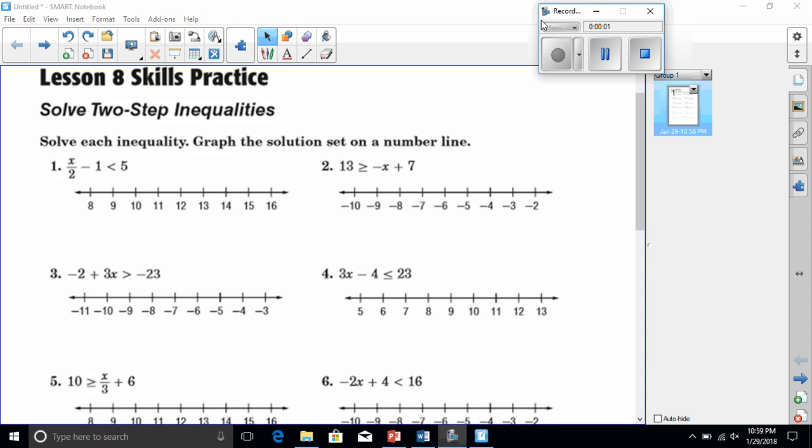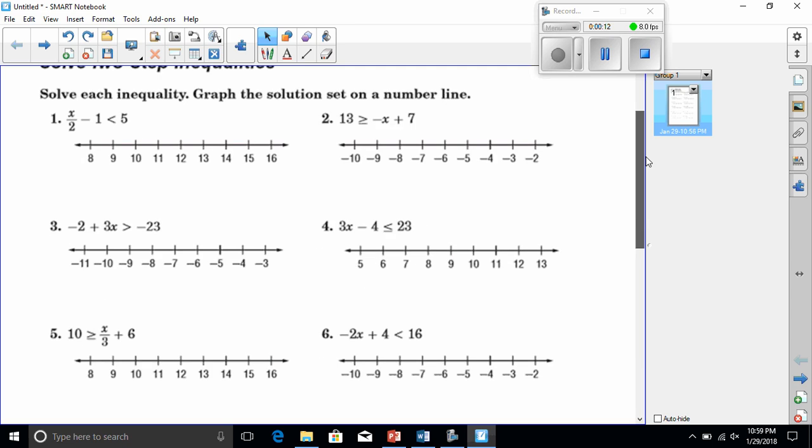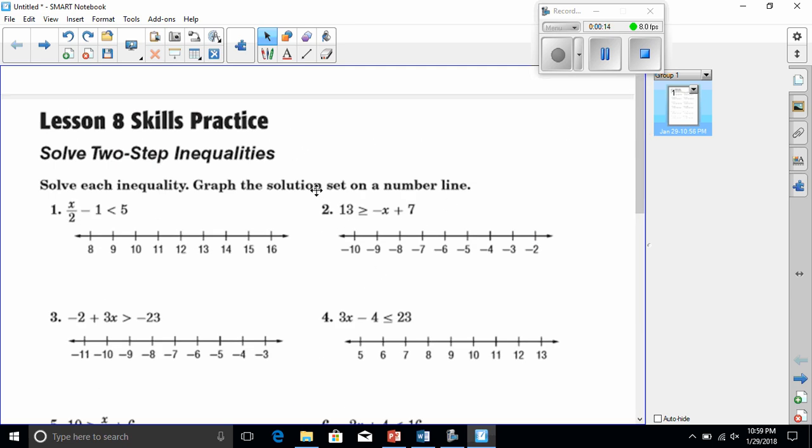First of all, we are going to be going over two-step inequalities today. Right away, we realize that there are only going to be 12 questions. That means Mr. Meadows will do 6 of them. I'm expecting to do all the even ones. Let's go ahead and work on number 1.